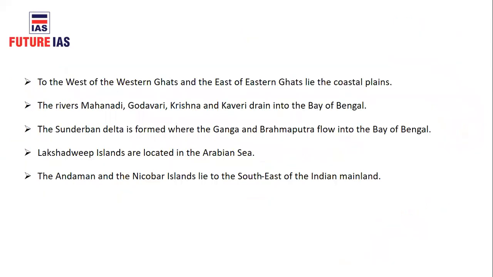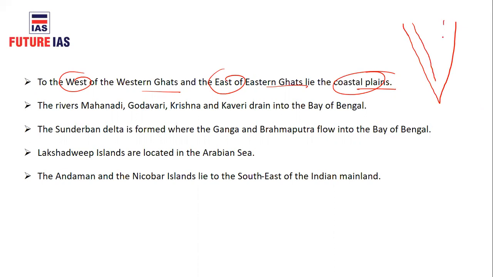All right. And to the west of the Western Ghats and to the east of the Eastern Ghats lies the coastal plain. So if I precisely draw the diagram, it will look like this. This is the peninsular region. Let's say this is the Western Ghats, and this is your Eastern Ghats. And this region is the Arabian Sea, and this is the Bay of Bengal.